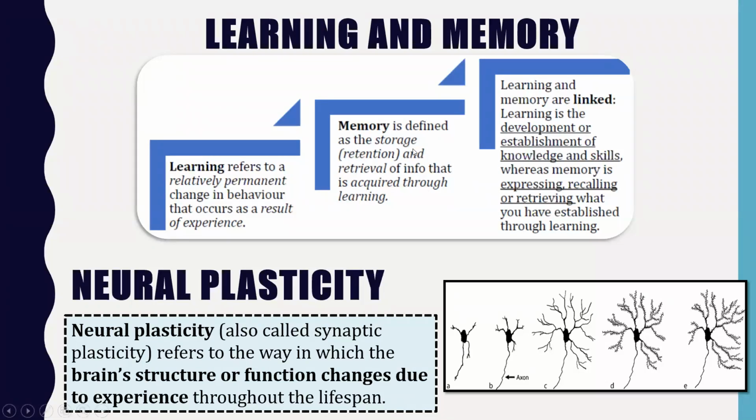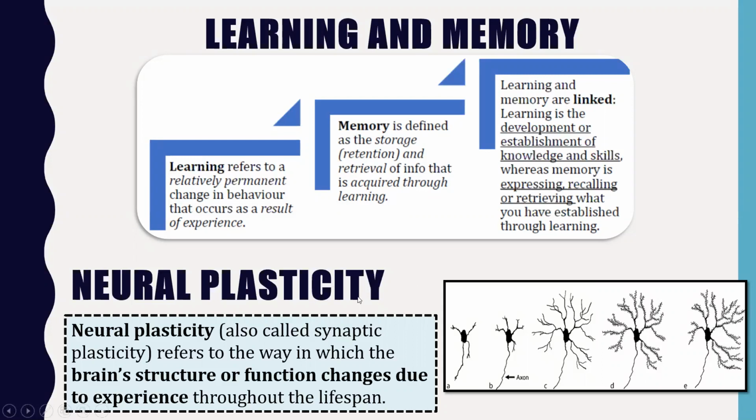Memory, the definition for memory is that it's about the storage and retrieval of information that is acquired through learning or through encoding, okay? So that is basically our memory definition that has to contain the 3 main components, which is encoding, storage, and retrieval.